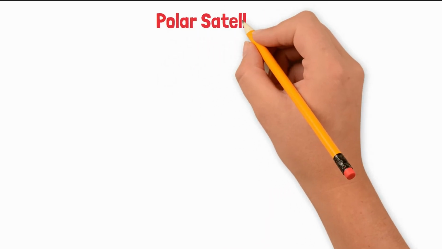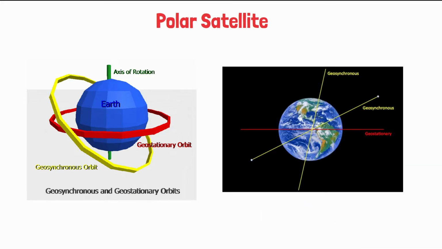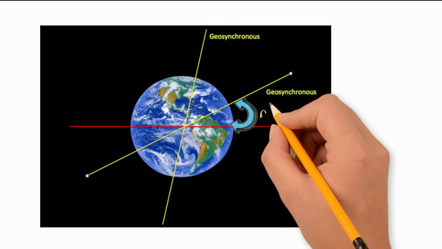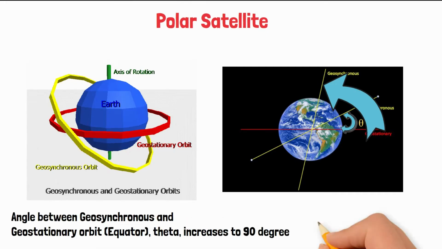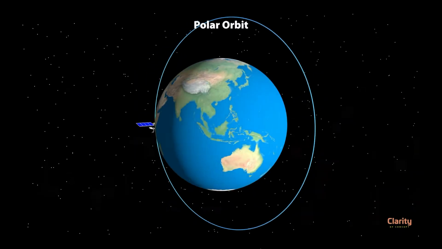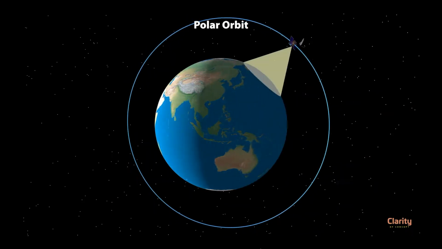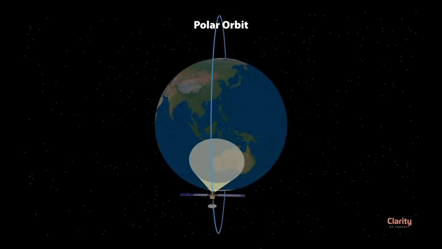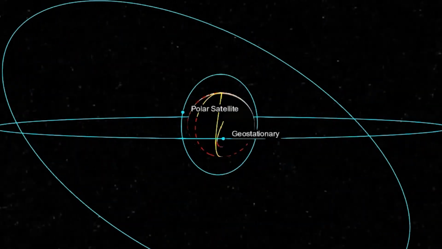Now let's talk about polar satellites. They are satellites that orbit around the poles of the Earth, which makes the angle that it spins almost 90 degrees compared to a geostationary satellite. There exist many polar satellites, and the majority of them orbit in low Earth orbit, which is below 2,000 kilometers from Earth's surface. Above 2,000 kilometers and below 35,786 km is where the geostationary and geosynchronous orbits are, and above that is the high Earth orbit.